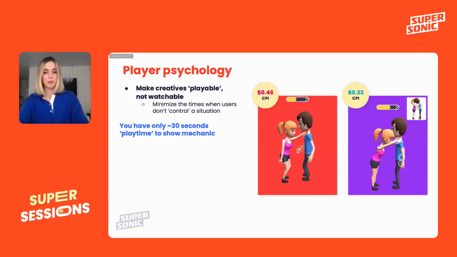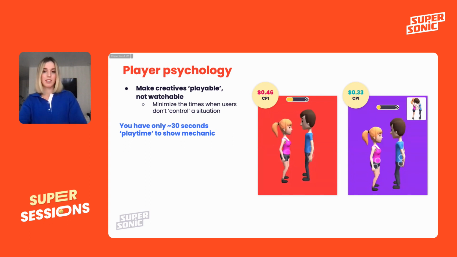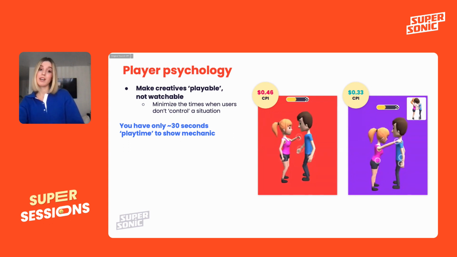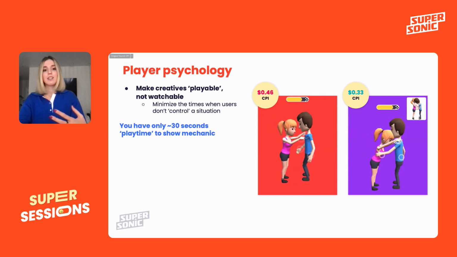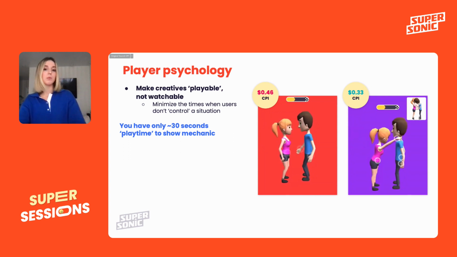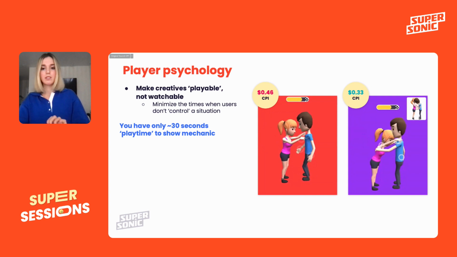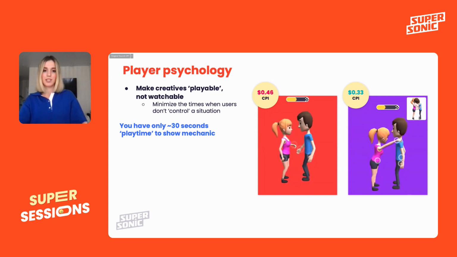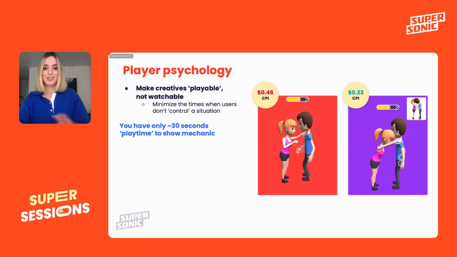Really, really love this point, and I often see ads where it's kind of neglected. Make creatives playable and not watchable. What does it mean? It's actually quite a point that requires thinking to be taken into account before. Just look at the examples and ask yourself, what do you see here? Of course, I will share my thoughts with you.